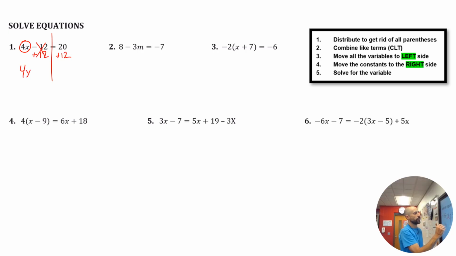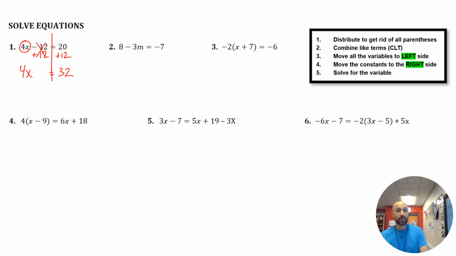Bring down that variable and equals 32. And then the last step, the constant's already on the right-hand side, so we just need to finish by dividing. So dividing leaves us with x equals 8.